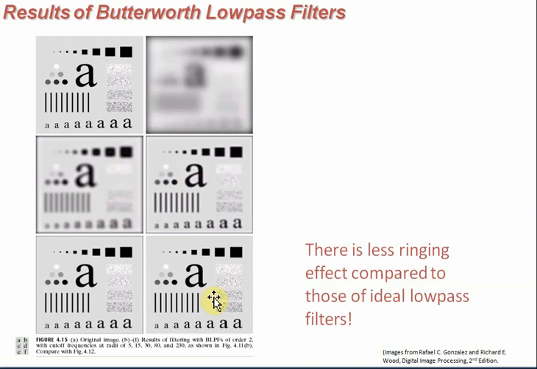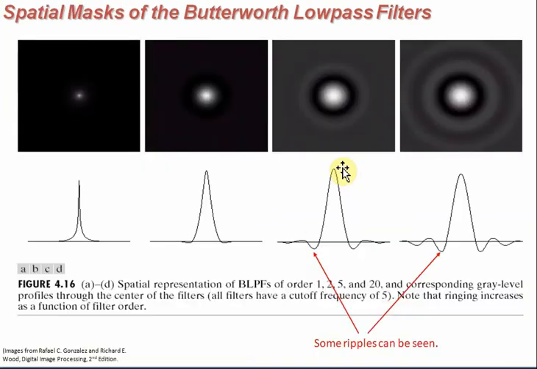Now for this radius, what is that? These are nothing but the spatial domain representation of the low pass filters. We have seen H(u,v). Now what is h(x,y) for the particular system or filter. So here is the spatial representation of Butterworth low pass filters of order 1, 2, 5 and 10 and the corresponding gray level profiles through the center of the filters.